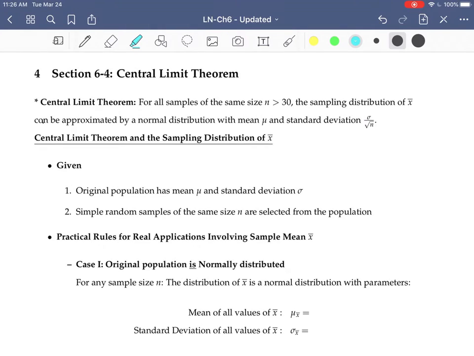Hey guys, in this video we're going to look at section 6.4, the central limit theorem. So what does the central limit theorem say?